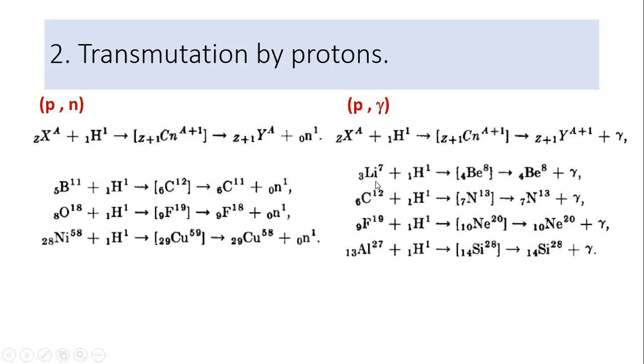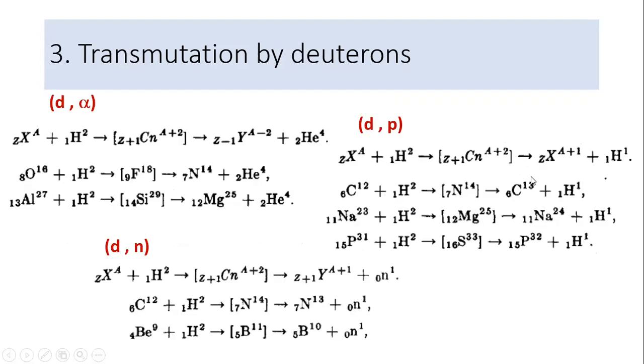This is lithium 3,7 with the bombardment of proton, and this is H11, forming the beryllium, atomic number 4, mass number 8, and this will remain the same because with the emission of gamma rays, there is no change in the atomic number and the mass number.